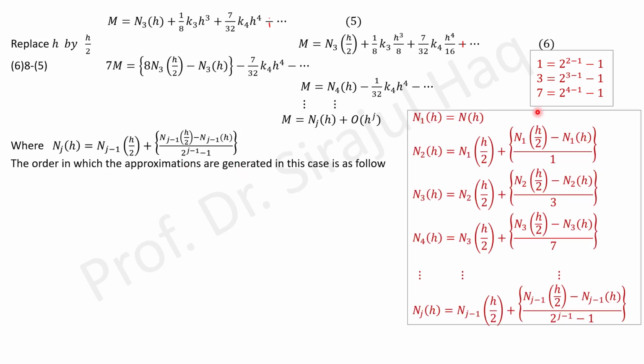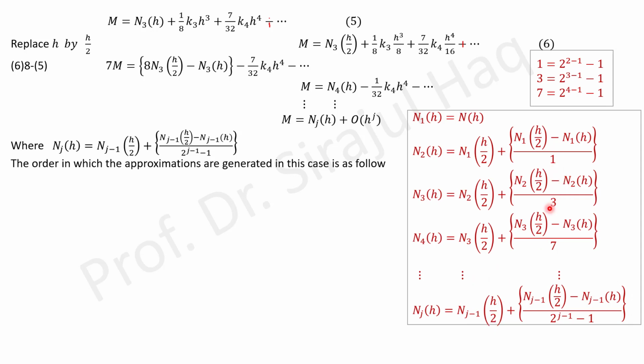Look at this one. I reproduce the previous table up to this step. So I can write this was N4 of h. So I can write this is 7 N3 of h divided by 2 plus N3 of h divided by 2 minus N3 of h. So when I divide 7 by 7, I get N1, and the other two terms have been divided by 7. And this procedure continues. I have written Nj of h plus order of h raised to the power j, and have shown that this is the value of Nj of h. How? Look at this one.